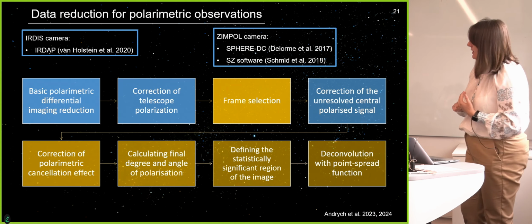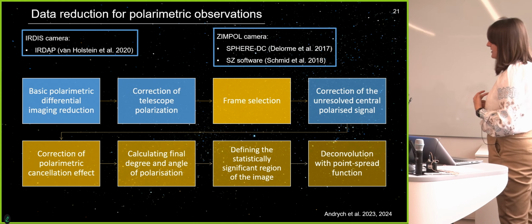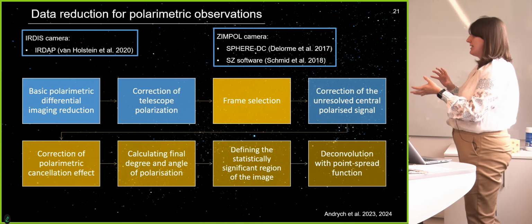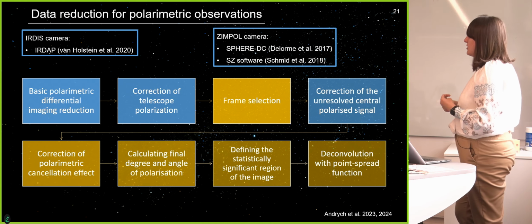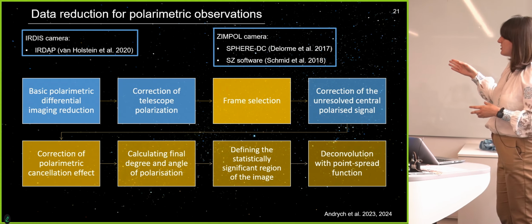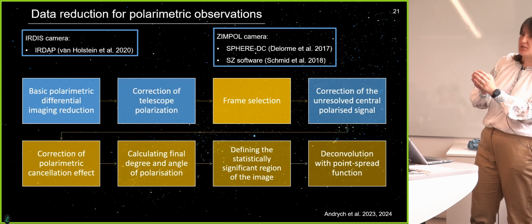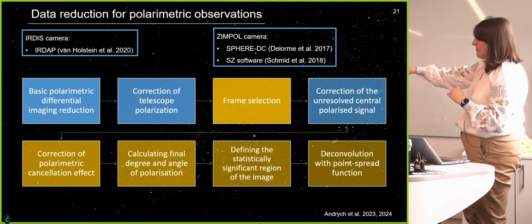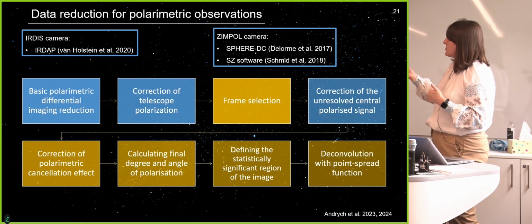steps that we do. We perform the basic polarimetric differential imaging reduction using the available software. We then correct for the telescope polarization, which is also different for different orientations of the telescope. We select the frames, so we do the filtering of the data, selecting only the best part. We correct for the unresolved part of the disk, because for quite a lot of systems, the brightest innermost disk part can be resolved with SPHERE. And we perform the correction of the polarimetric cross-talk effect, which is caused by the convolution with a point spread function during the observations.